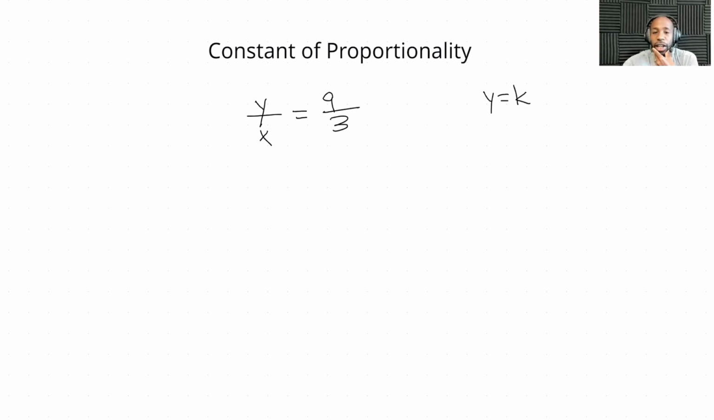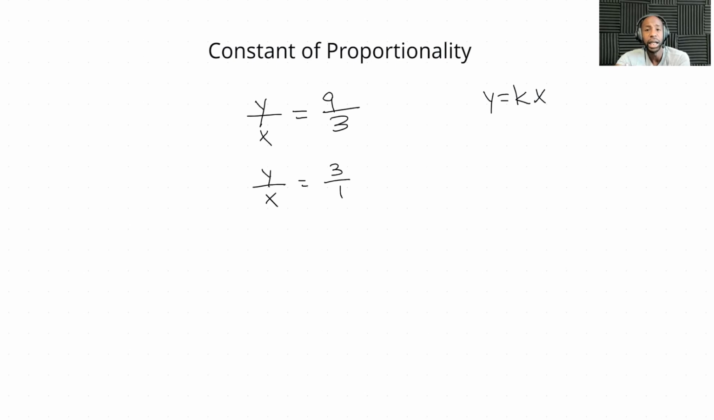I'm just going to show that here. If we want to find it, let me just demonstrate this. So y over x is equal to 9 over 3. We know that this can be simplified. 9 divided by 3 is just 3. So y over x equals 3 over 1, or you could just say 3.